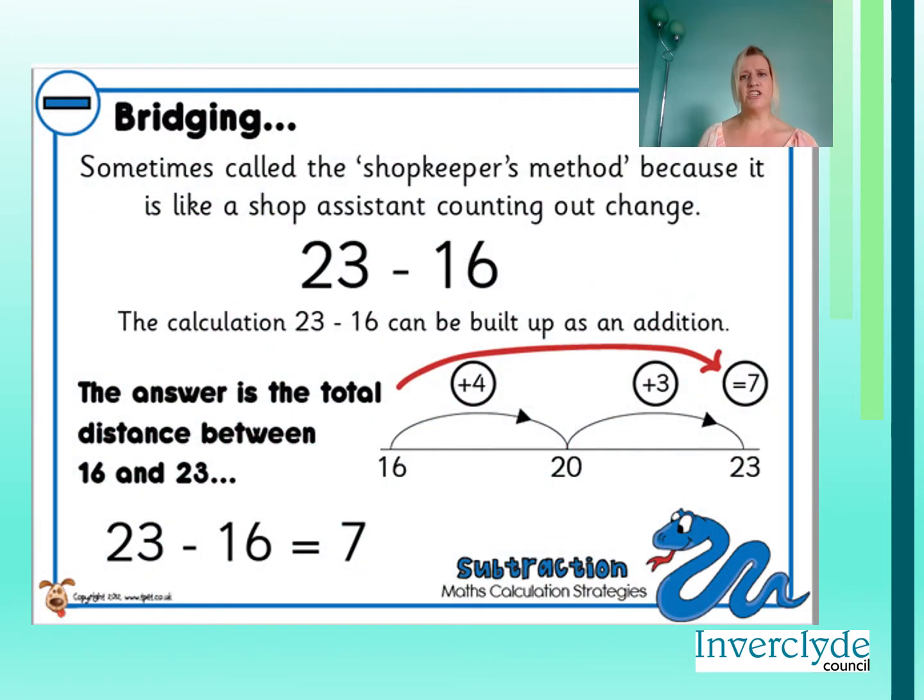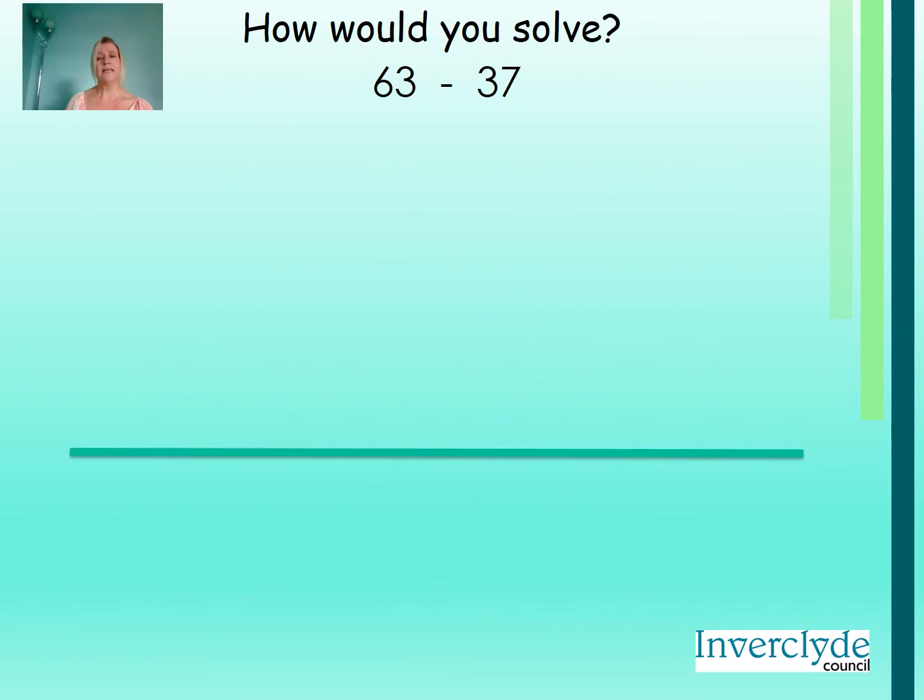The bridging strategy requires us to think about what we need to do to reach a multiple of 10 or 100. We need to practice our complements to 10 and 100 often to help us improve in order to use this strategy well. Here is our first subtraction calculation. Pause the video here and using an empty number line, show how you would work out this sum.